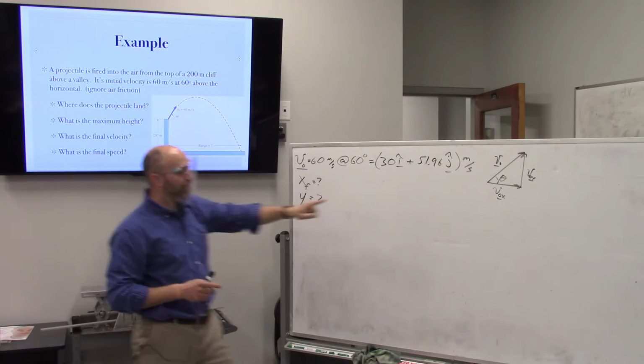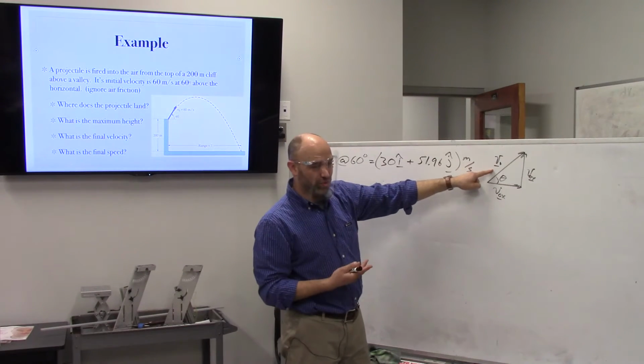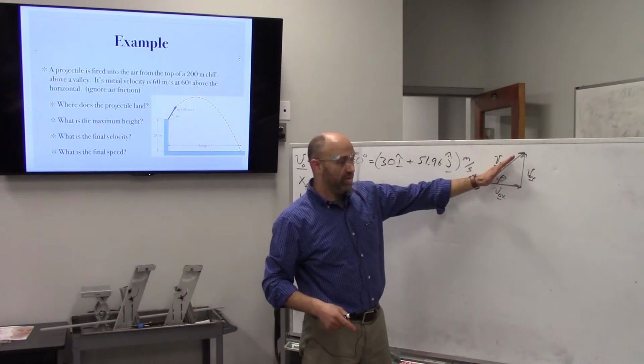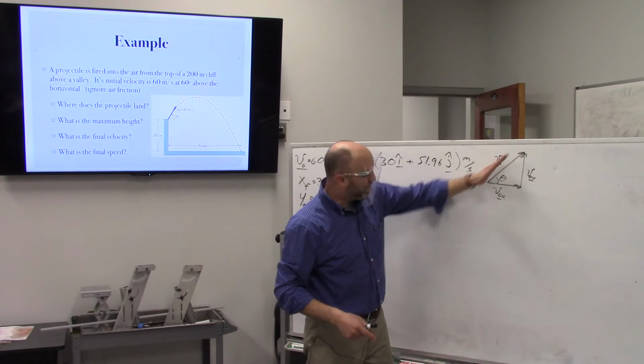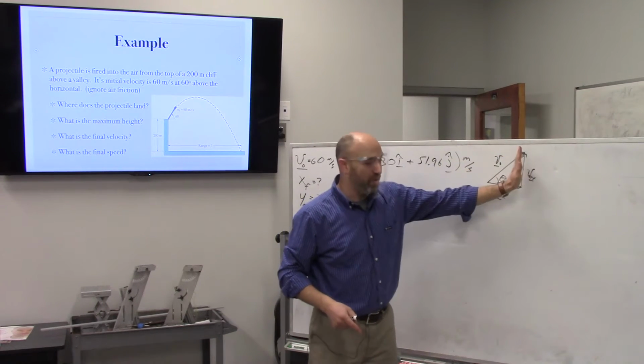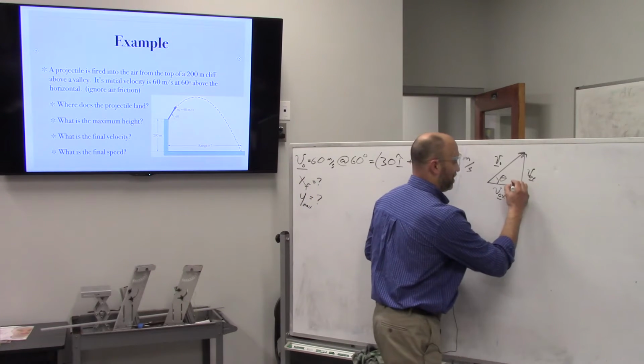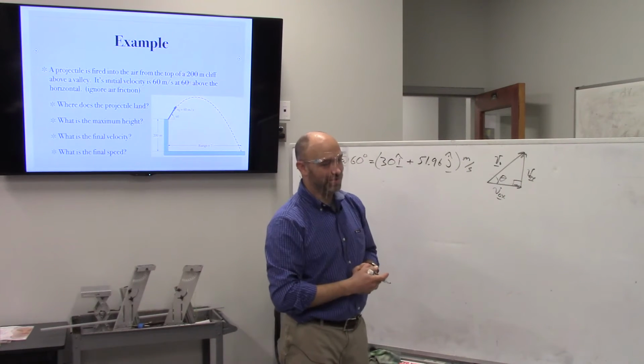With that initial velocity vector, I redrew it here. So I'm just looking at that blue vector there. I put it here. And now, because it's a crooked vector, I can draw x and y. Once you draw x and y, then you say, hey, that's a right triangle. I can throw trig at this.